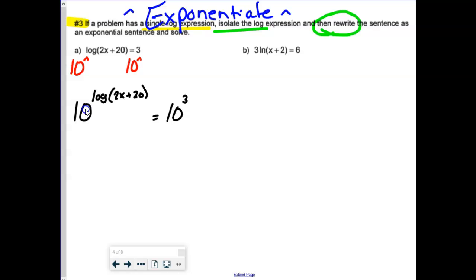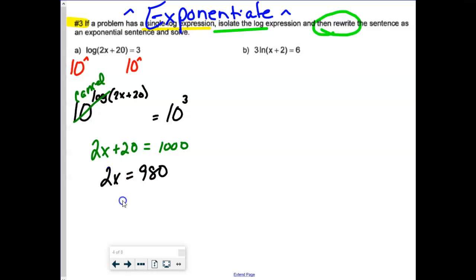Here's why we did that. 10 raised to the common log power. These are inverse functions, and they will cancel each other out. So the 2x plus 20 will drop down. 10 to the third power, better known as 1,000. This all of a sudden became a really babyish question. Subtract 20 and divide by 2.